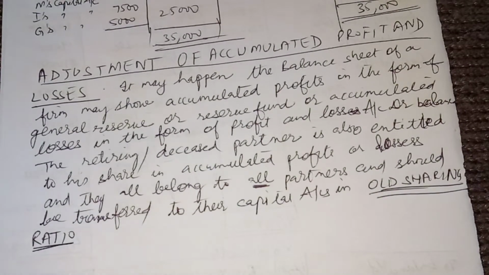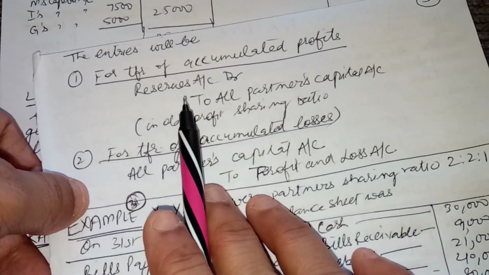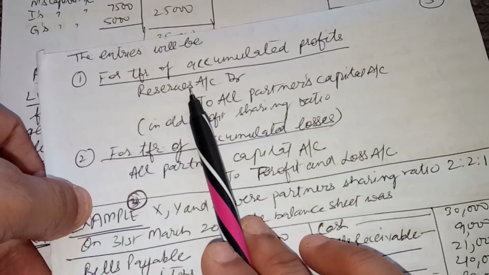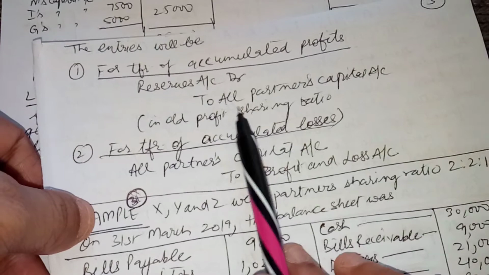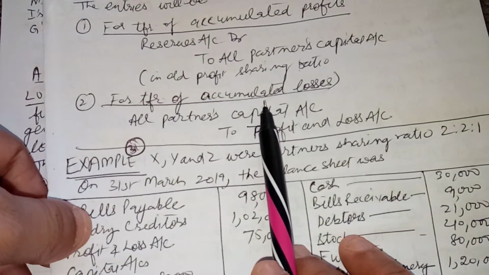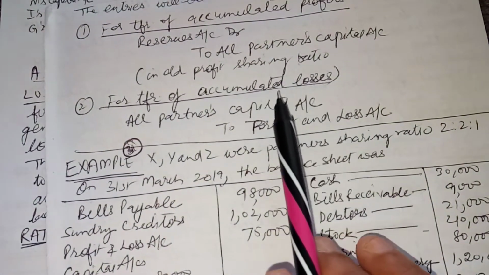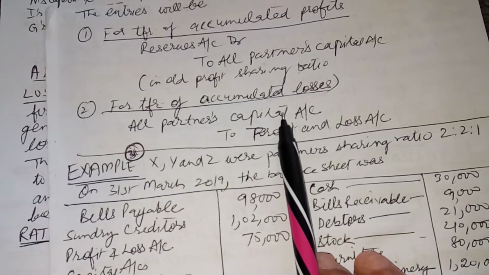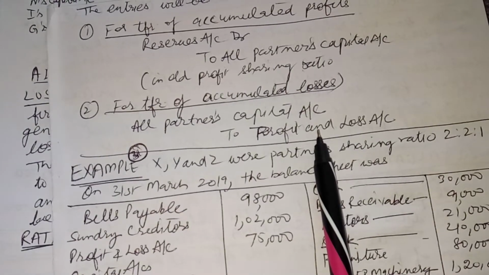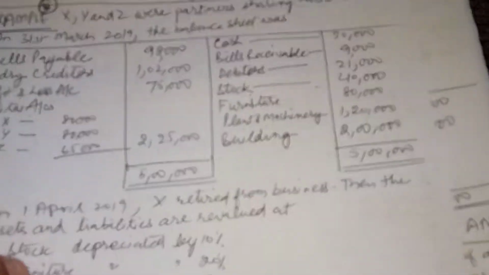The entry for the transfer of accumulated profits: reserves account debit, as reserves are credit balances. When we are writing them off, the reserve will be debited and all partners' capital accounts credited in the old profit sharing ratio. For the transfer of accumulated losses, all the partners' capital accounts will be debited and profit and loss credited, if there is a debit balance in the profit and loss account. Let us do one big example to make the point very clear.